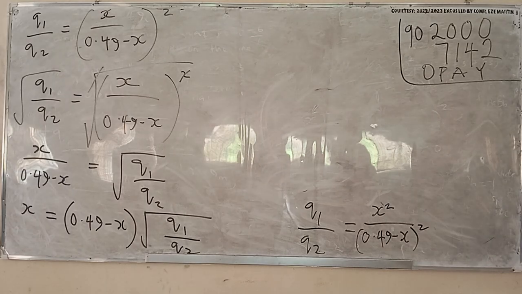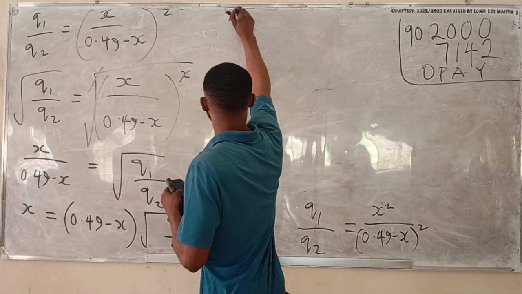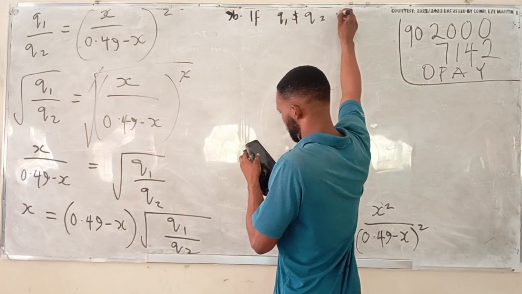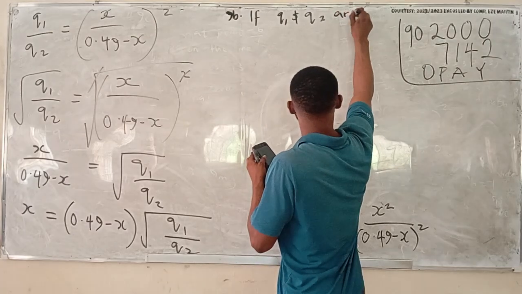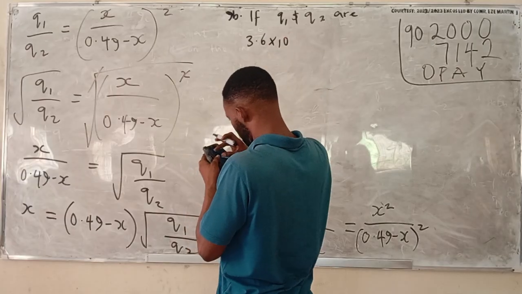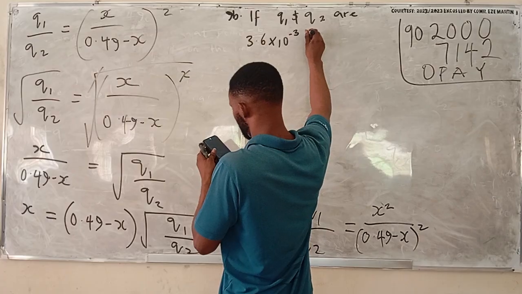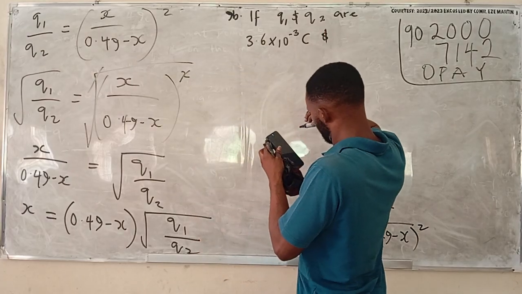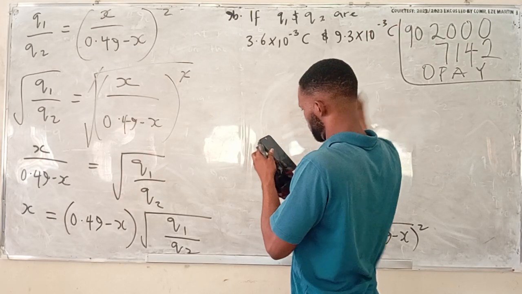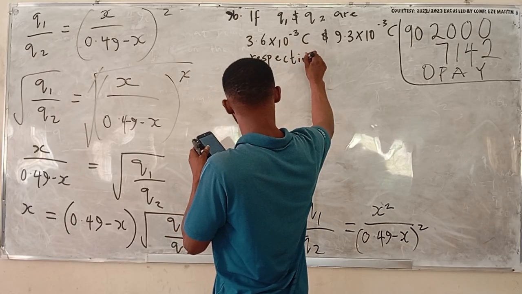So the B part, that is 9B, says, if Q1 and Q2 are 3.6 times 10 to the power minus 3... Please, you can check your textbook for me and be sure that what we have here for the power is correct. Is it raised to power minus 3? Yes, respectively. Thank you.